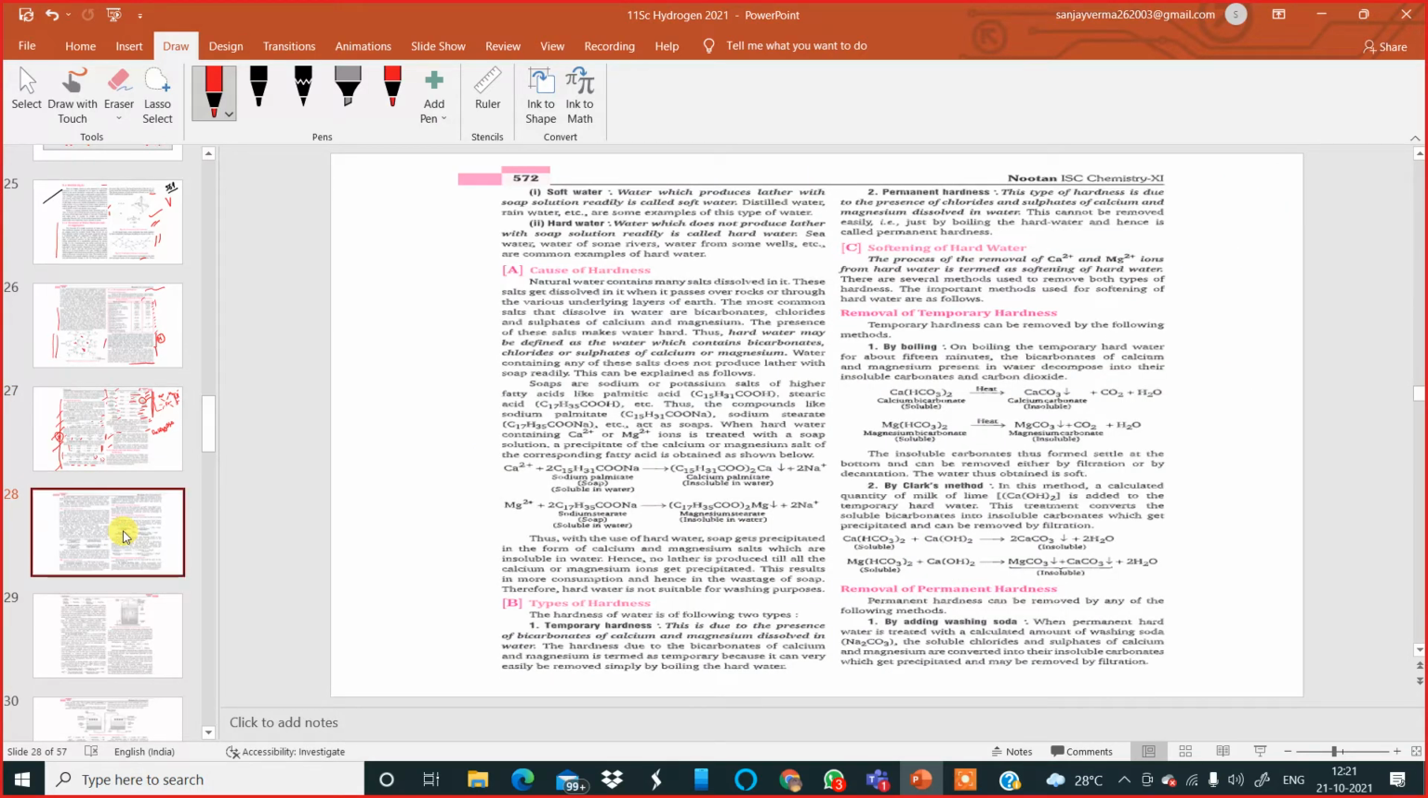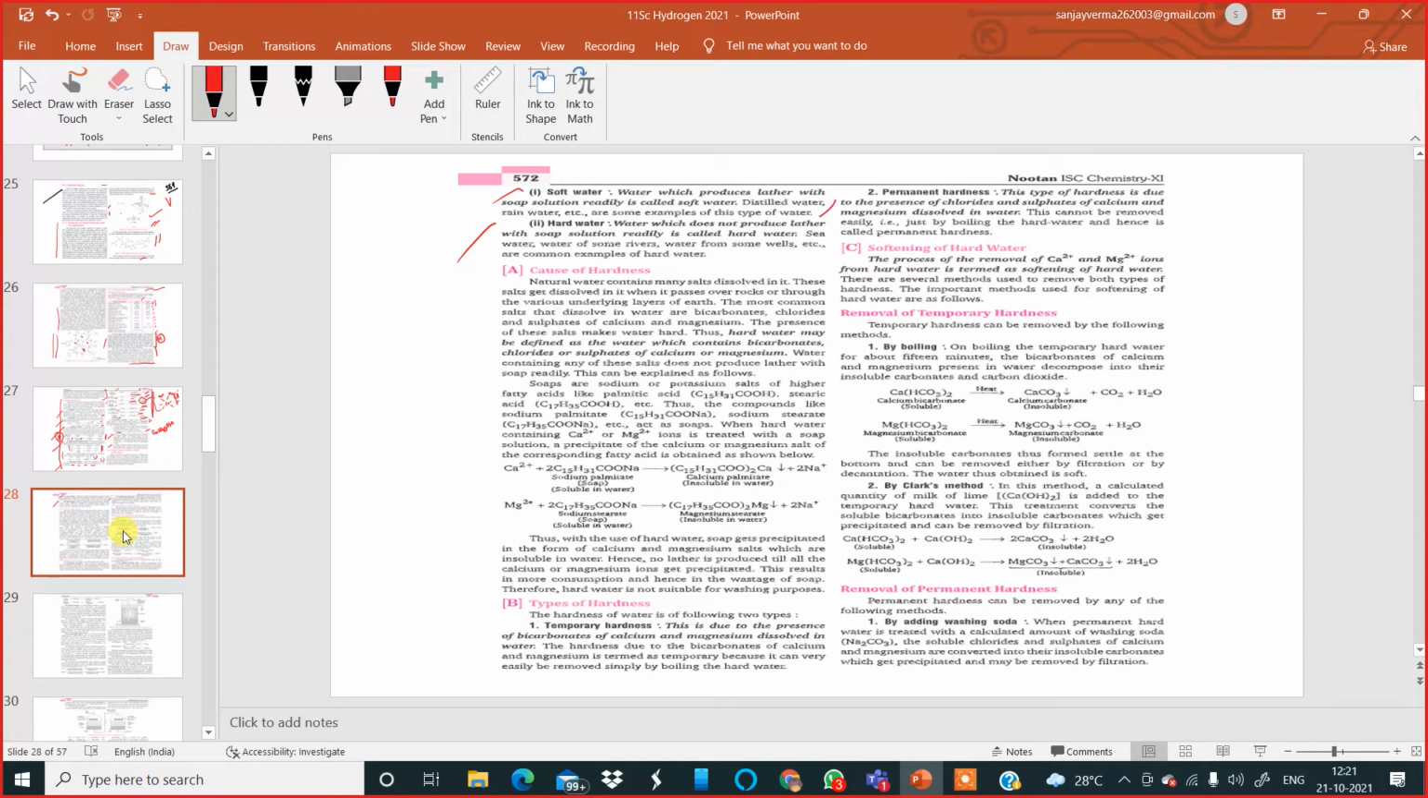One is soft water and the other is hard water. Now you have to remember the meaning of soft water. Water which produces lather with soap solution readily is called soft water. It doesn't contain bicarbonates, chlorides, or sulfates of calcium or magnesium. That's why it is soft. It can lather easily with soap. Distilled water and rainwater are some examples of this type of water.